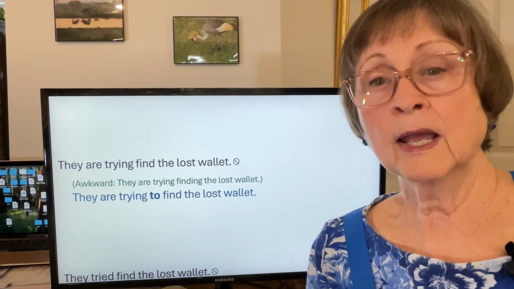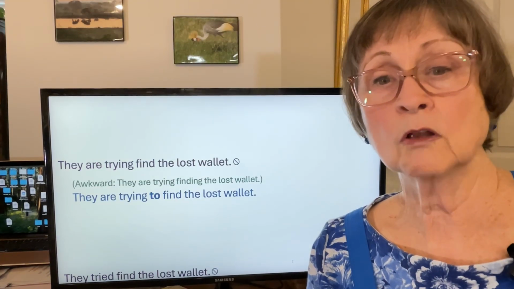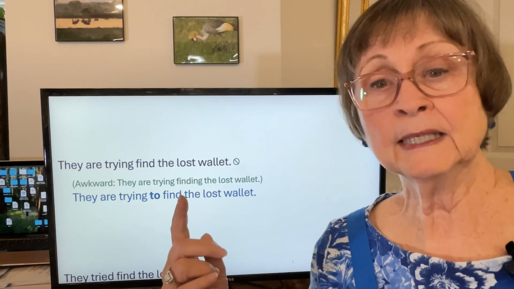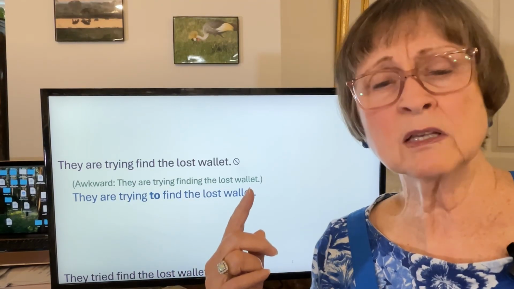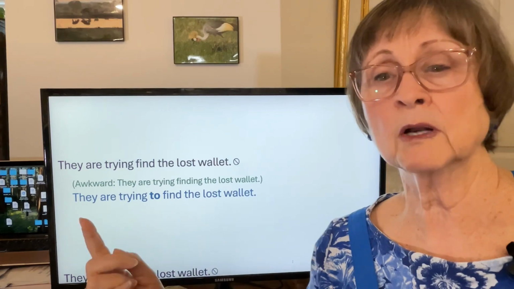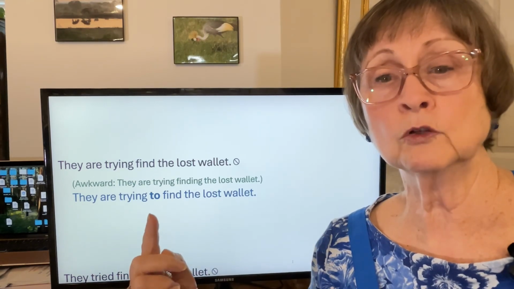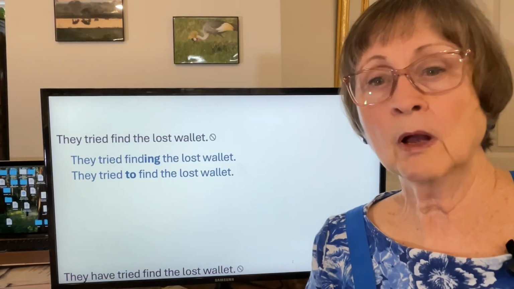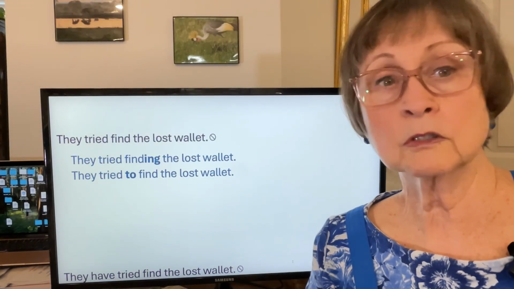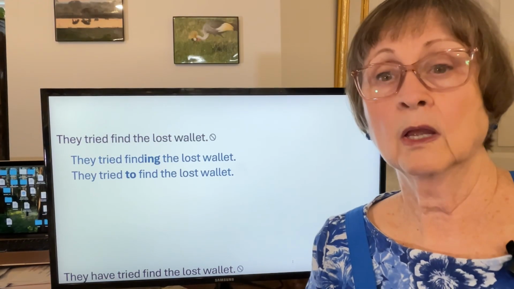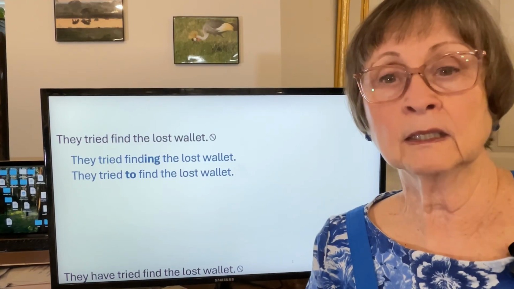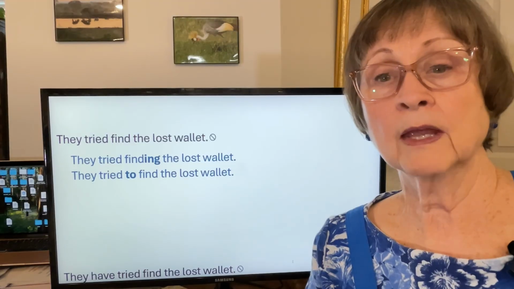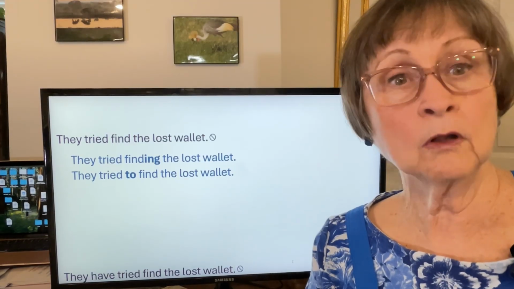They are trying find the lost wallet. They are trying finding the lost wallet. It's possible, but it's a little awkward. It would be better to say they are trying to find the lost wallet. They tried find the lost wallet. No. They tried finding the lost wallet. Or they tried to find the lost wallet.